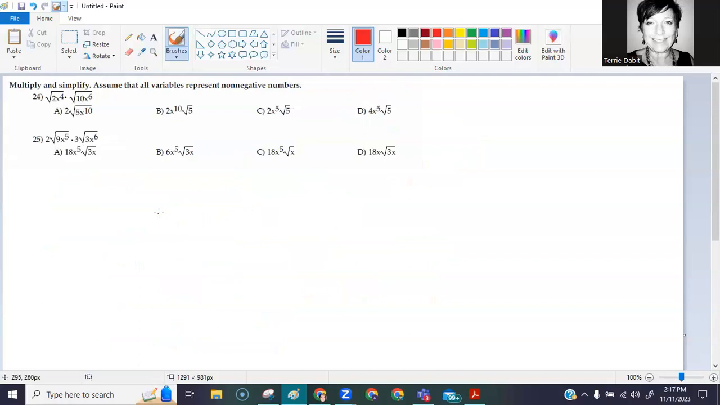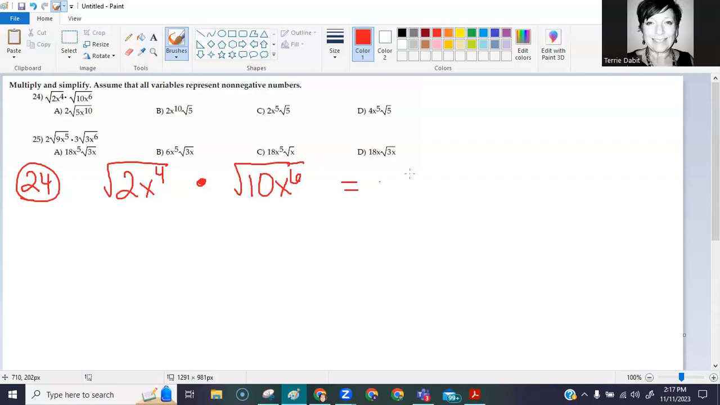Number 24 and number 25 want us to multiply radicals. So let's start with number 24. On this one, it doesn't matter if they match on the inside. It's not like adding and subtracting. It's okay if they don't match. We just multiply straight across. So it looks like I have 2 times 10 gives me 20. And if I multiply my x to the fourth times x to the sixth, I got x to the 10th power. Don't forget product rule where you add them together.